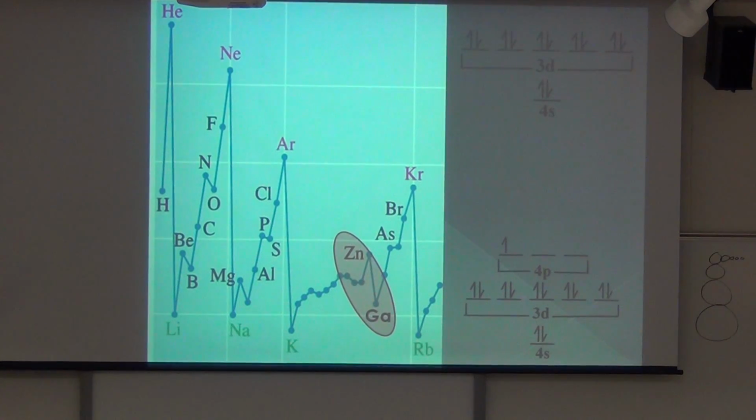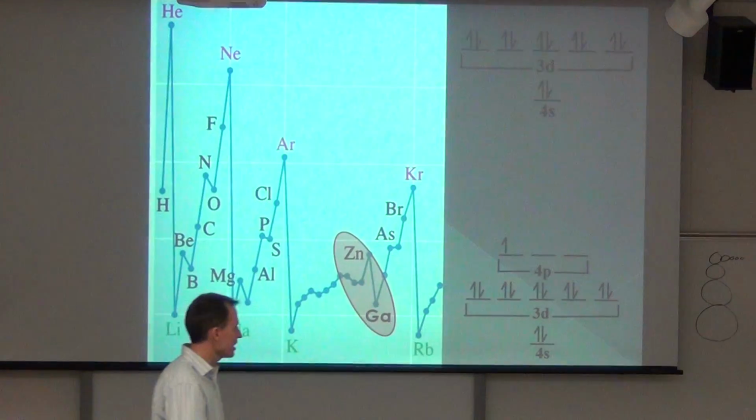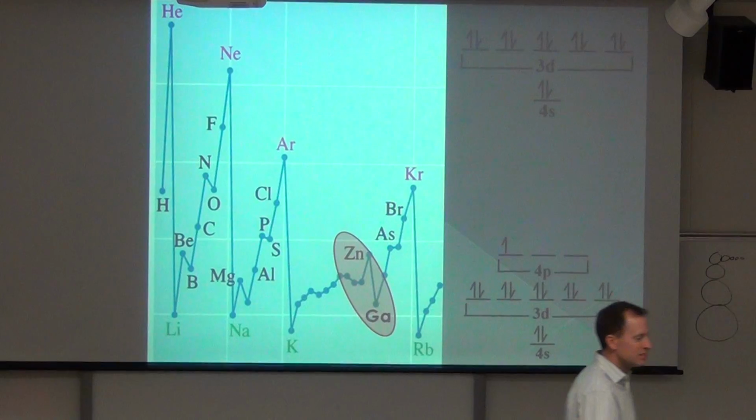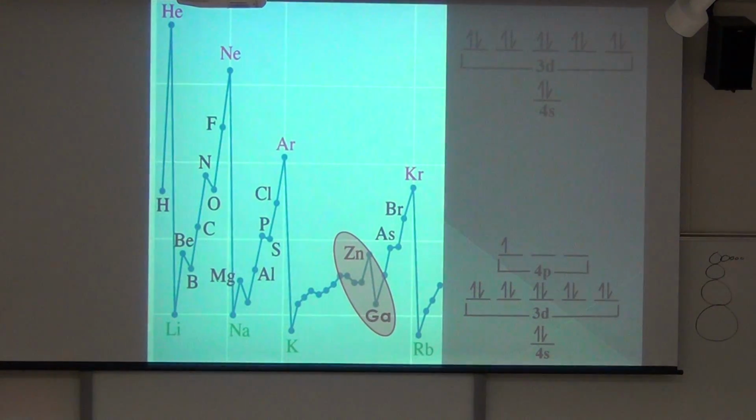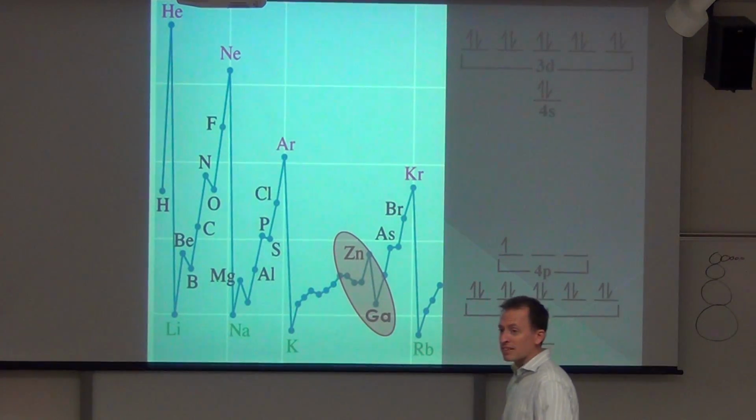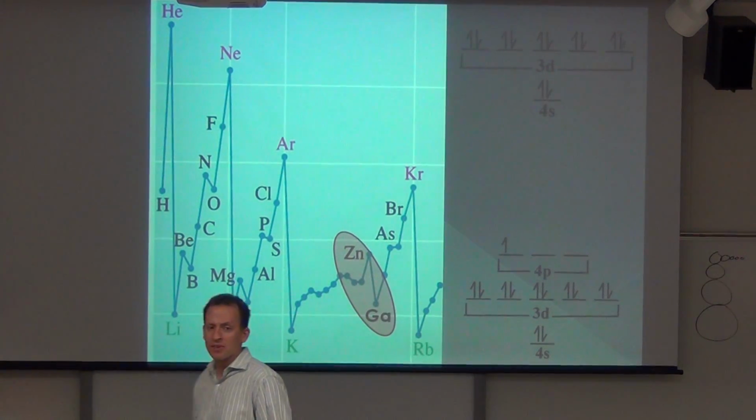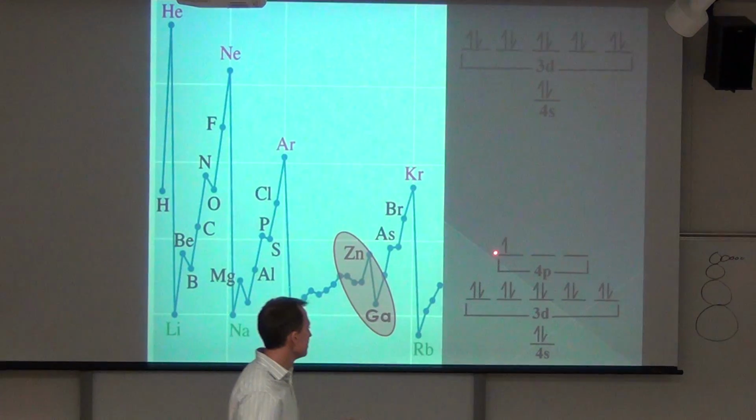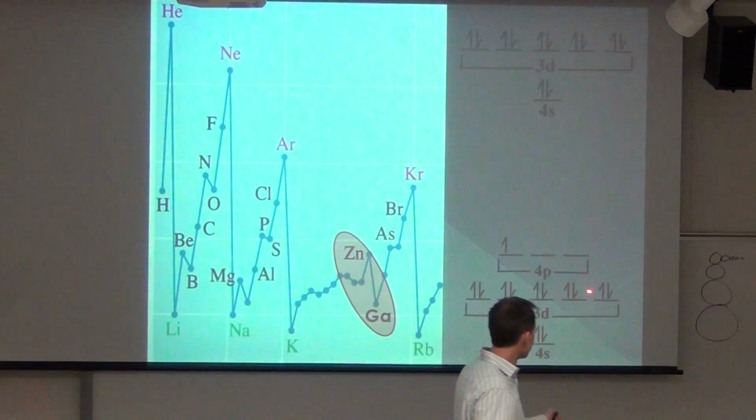Why is that one easier to remove? Just looking at it right away. Why is Ga easier? Further away, and I'm going to add something else. The other one has this too, but what's all in the way from the nucleus to that last electron? Look at all that, right?